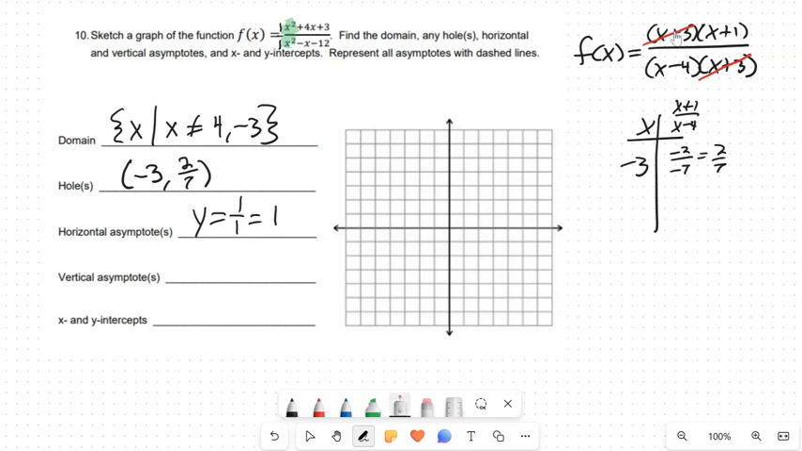Vertical asymptotes are based off of what's left after simplifying. We still have a 4 as a problem. That's x equals 4 is the vertical asymptote.